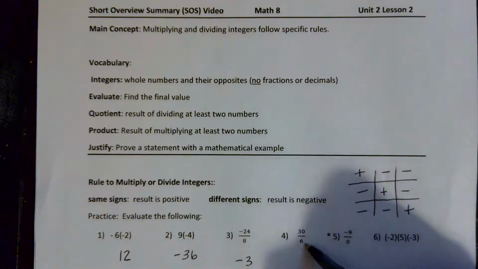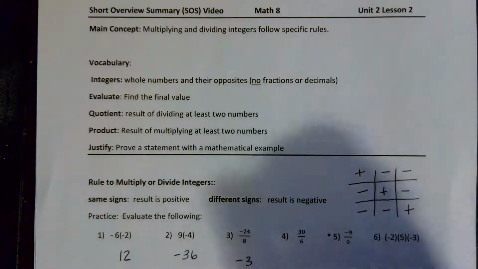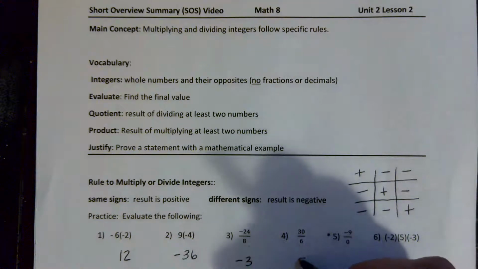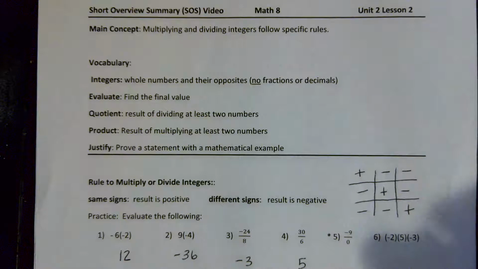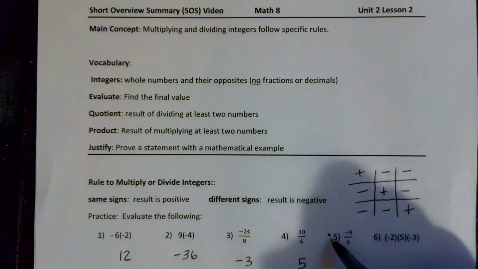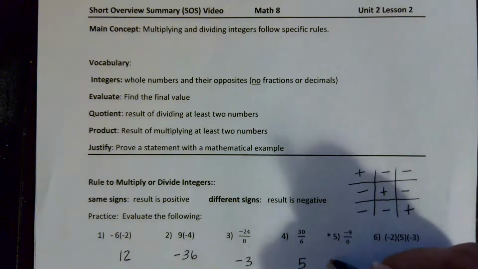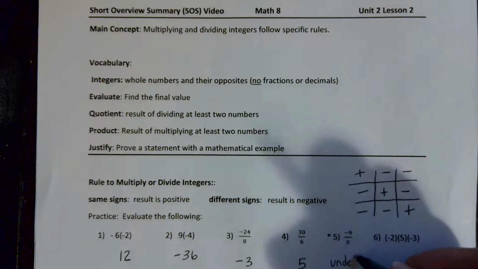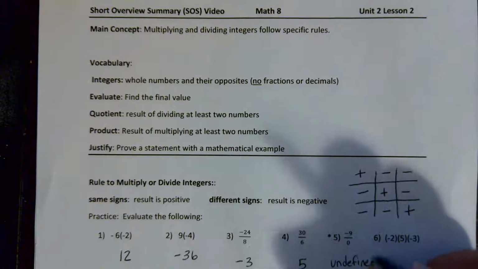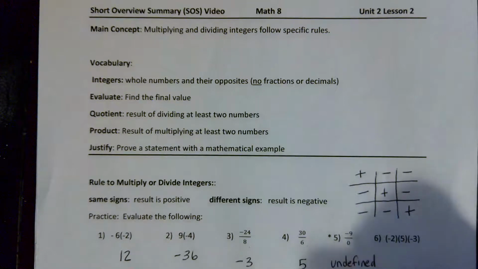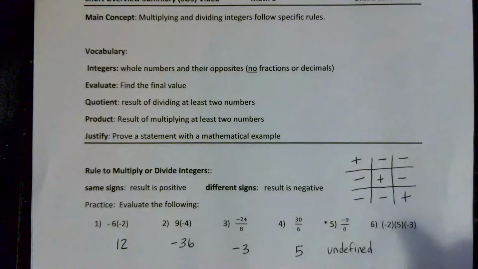Positive 30 divided by positive 6 is what we've been doing all along so far, and that was a positive 5. Negative 9 divided by 0, I put an asterisk here because we cannot divide by 0. So if you try to do that, our answer is undefined. Anytime we divide by 0, it would be undefined.